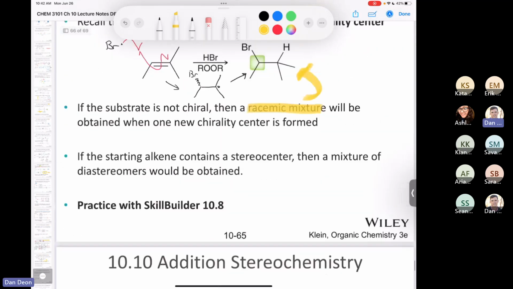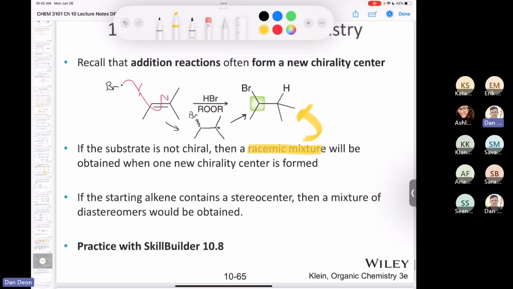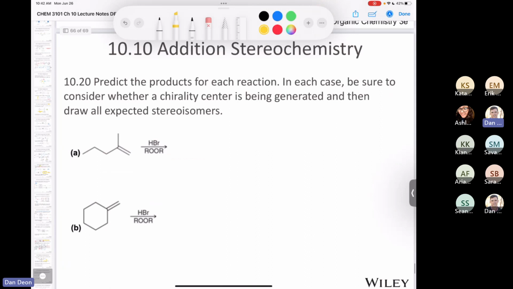Oh, I forgot to mention this point here. If the starting alkene contains a stereocenter, then of course you'd get a pair of diastereomers or a mixture of diastereomers. So let's take a look at this question here. This is 10.20. It says predict the products of each reaction. In each case, be sure to consider whether a chiral center is being generated and then draw all the expected stereoisomers. So here's what I recommend doing.